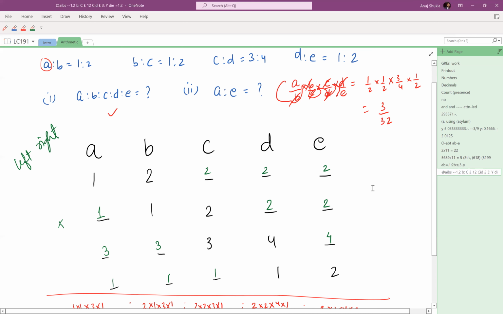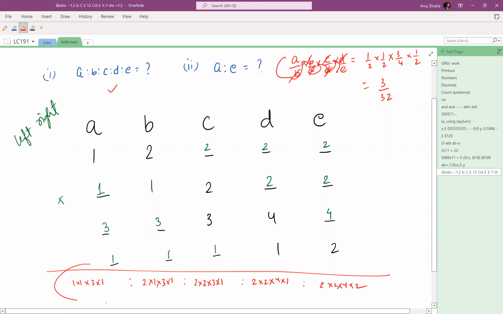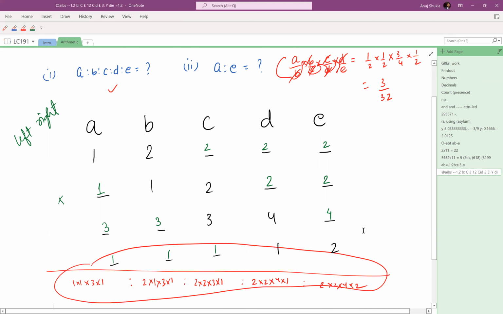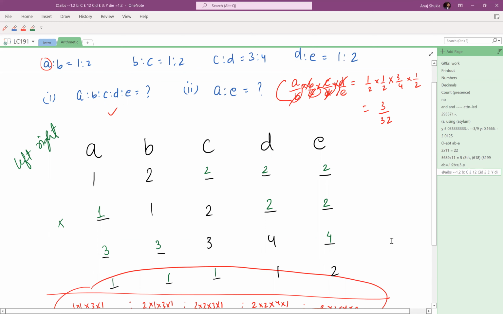And this is not the final one. These ratios are not the final one. There might be some common terms which you can cancel. Suppose 2 is there, you can cancel it from each and every term. This is not the final one, you can simplify again. The next method is like this.